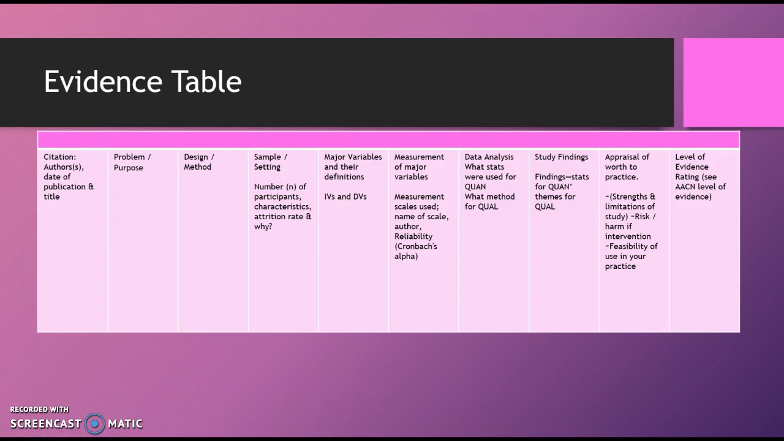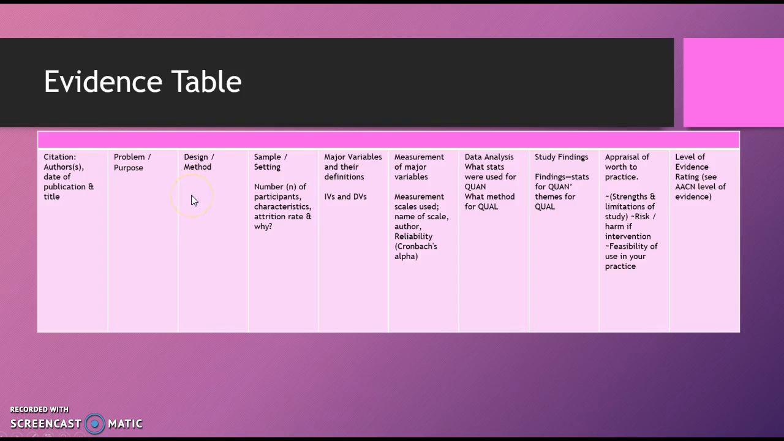It's a cut and paste. That's great to do that. Make sure you look at the assignment descriptions so you know specifically what needs to be in each of these columns, okay? The second one is the problem or the purpose of the evidence, whether it's qual, quan, or non-research. What's the design or the method? So if this is a quantitative correlational study, this is where you're going to write it.